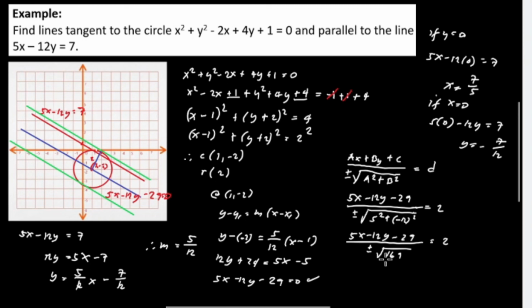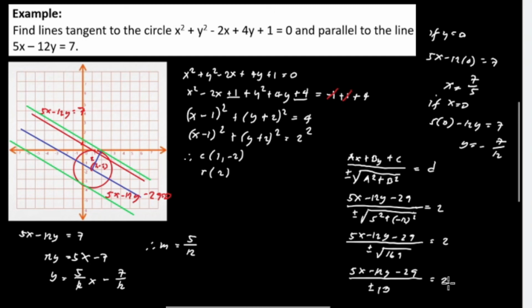The square root of 169 is 13. So 5x minus 12y minus 29, all over plus or minus 13, is equal to 2. Cross multiply plus or minus 13 to 2, so 5x minus 12y minus 29 is equal to 2 times plus or minus 13.